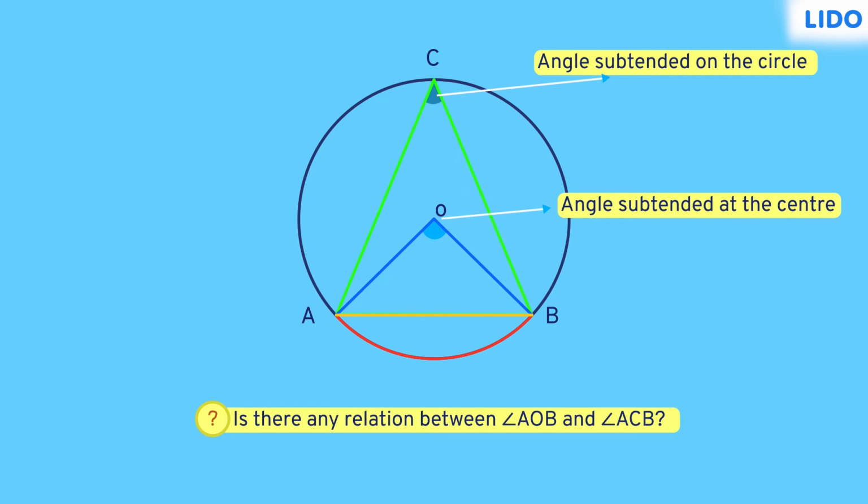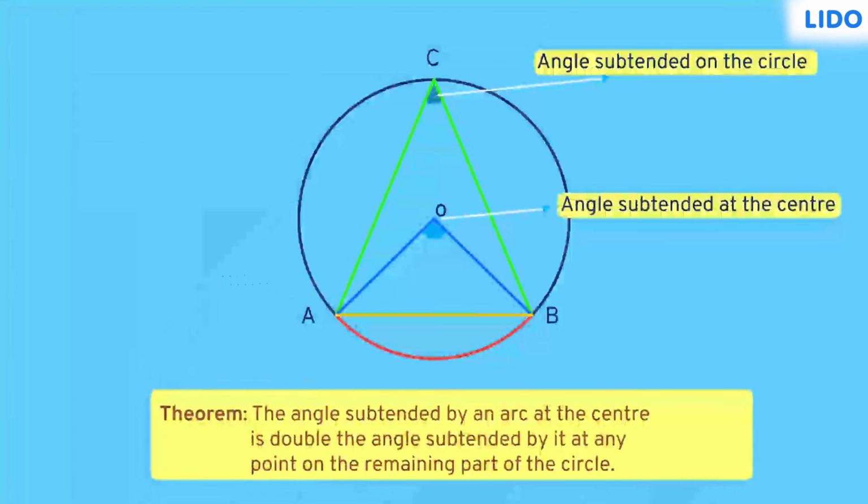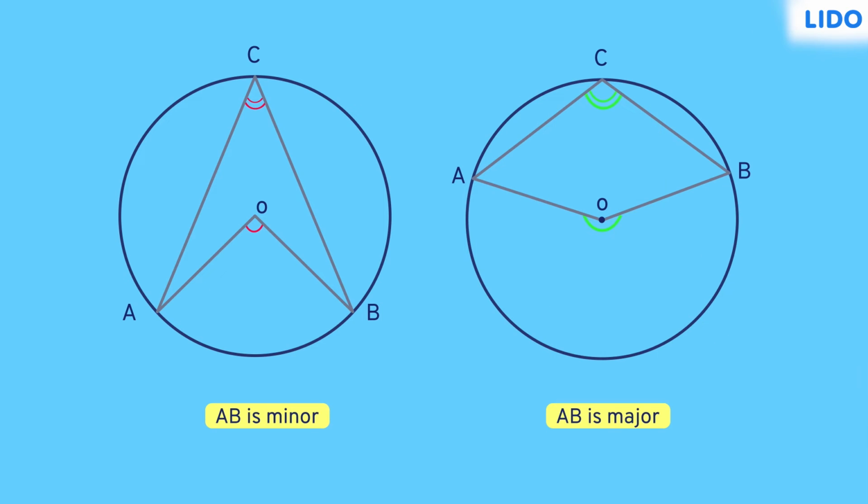This brings us to an important theorem. The angle subtended by an arc at the center is double the angle subtended by it at any point on the remaining part of the circle. And this statement holds good whether the arc in question is the minor or the major arc. Let's see how we can prove this statement mathematically.